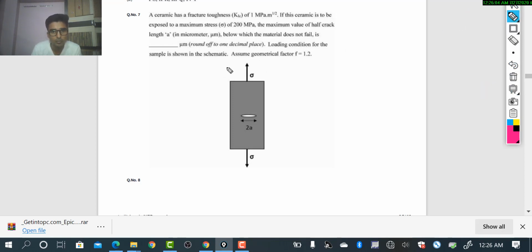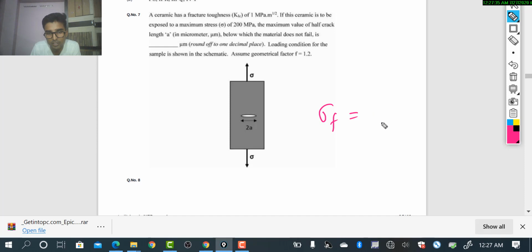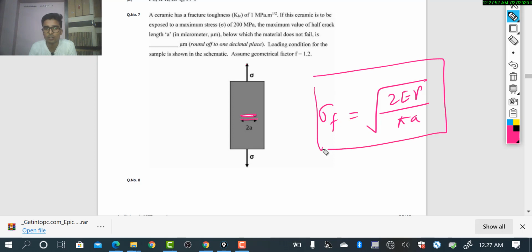So the next question is from Griffith theory. So what is the Griffith equation? According to Griffith theory of brittle fracture, the fracture stress sigma f is basically root of 2E gamma by pi a. What is pi? What is a? So 2a is the crack length, so a is half of the crack length, okay, and sigma is the stress. Why am I following this formula? Because just by seeing this diagram, which is typically for Griffith brittle fracture only, a crack is already given, the size is 2a, so it is from the Griffith equation.